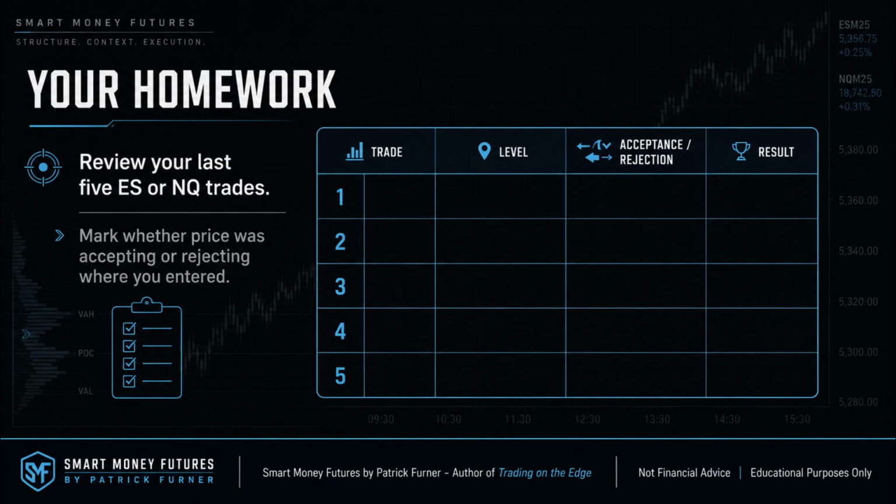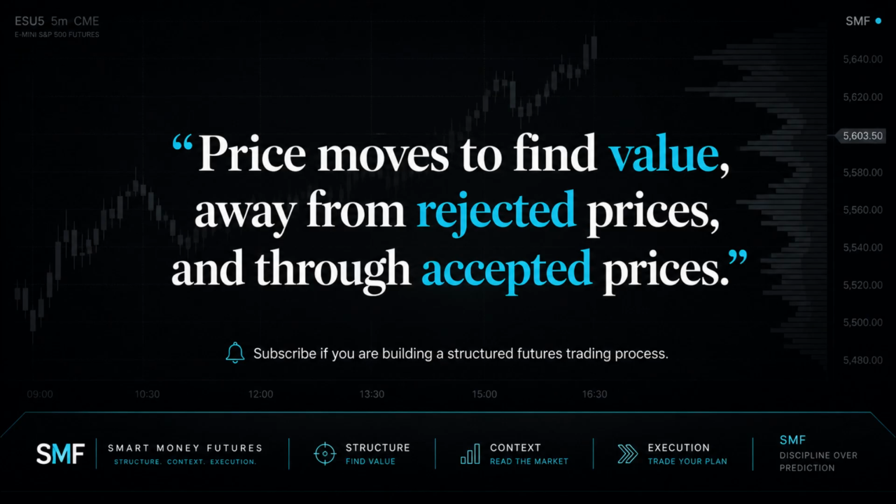Your homework is simple. Open your last 5 ES or NQ or any trade for that matter. Mark whether price was accepting or rejecting where you entered. Were you trading the auction or were you just reacting to a candle? Always remember, price moves to find value, away from rejected prices and through accepted prices.